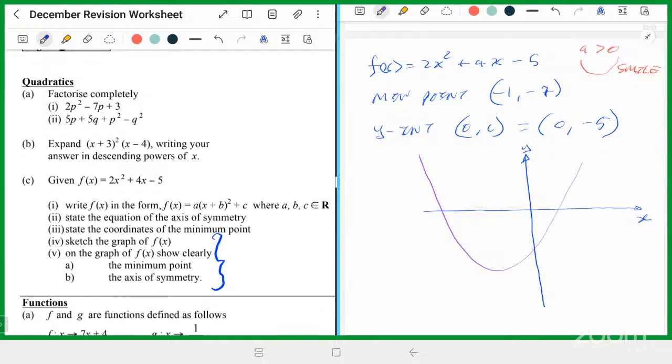I'm going to put in this point as my y-axis intercept, 0, -5. That's my minimum point, -1, -7. This time the question explicitly asks for the axis of symmetry, which is a vertical line through the turning point here. The equation is x equals -1. That's your axis of symmetry. That's your sketch. Right now, that's all I wanted.